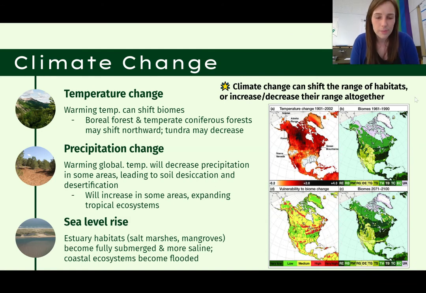Climate change is ultimately going to be causing a shift in the range of habitats, which is going to increase or decrease organisms' ranges altogether. So that's just kind of the summary of all these different things here.